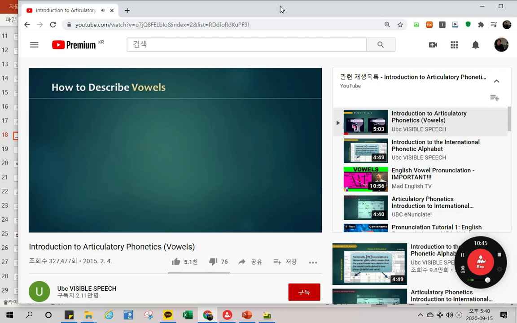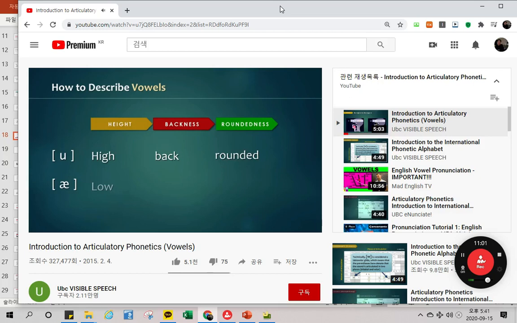Just like with consonants, there is a specific order that linguists use when describing vowel sounds. It is height, then backness, then roundedness. For example, oo is a high back rounded vowel. A is a low front unrounded vowel.